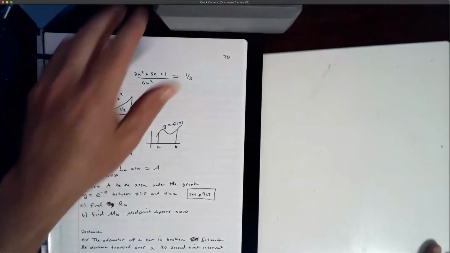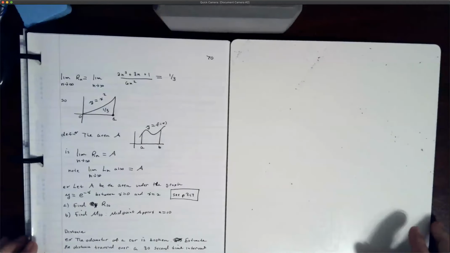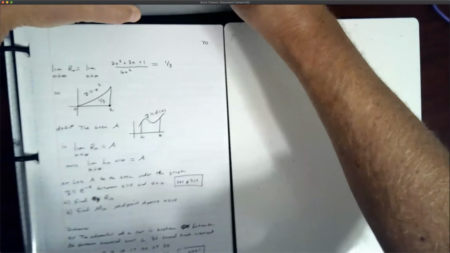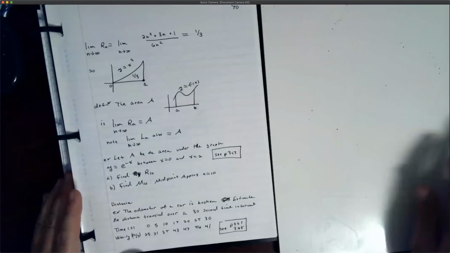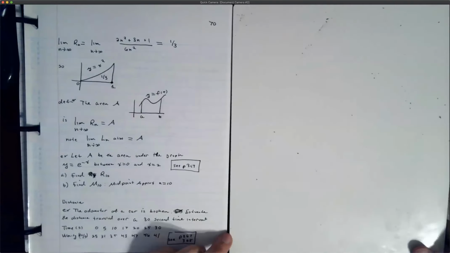In today's lesson, we're going to continue with our approximation of the area underneath the curve. So what we're doing is called Riemann sums. Finding the area under the curve with rectangles is called a Riemann sum.